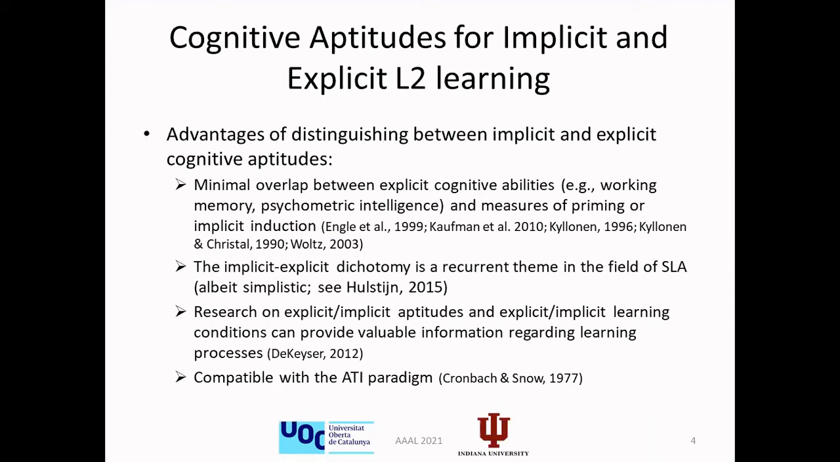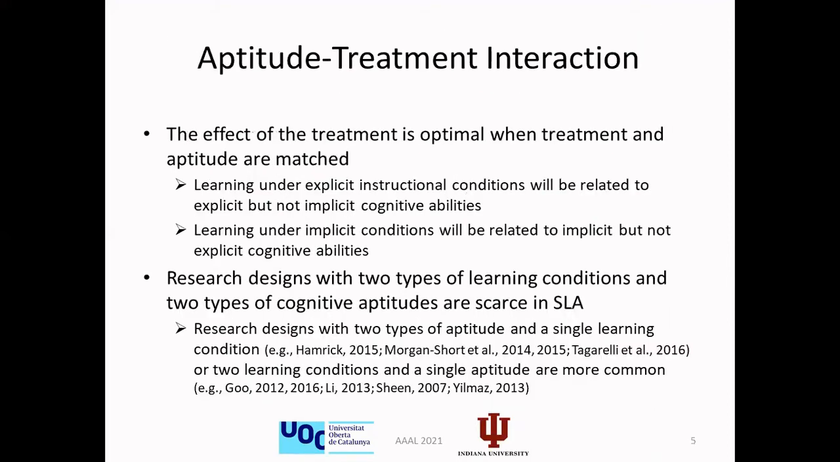And these designs can provide indirect evidence regarding the learning processes that are responsible for the learning outcomes observed. A research paradigm that allows examining the extent to which an outcome depends on an individual's specific aptitudes is ATI, Aptitude Treatment Interaction. According to the ATI research paradigm, the effect of a treatment is optimal when the treatment and an individual's aptitude are matched. In the context of research on L2 learning, this allows for the formulation of dissociations between instructional or learning conditions and cognitive aptitudes.